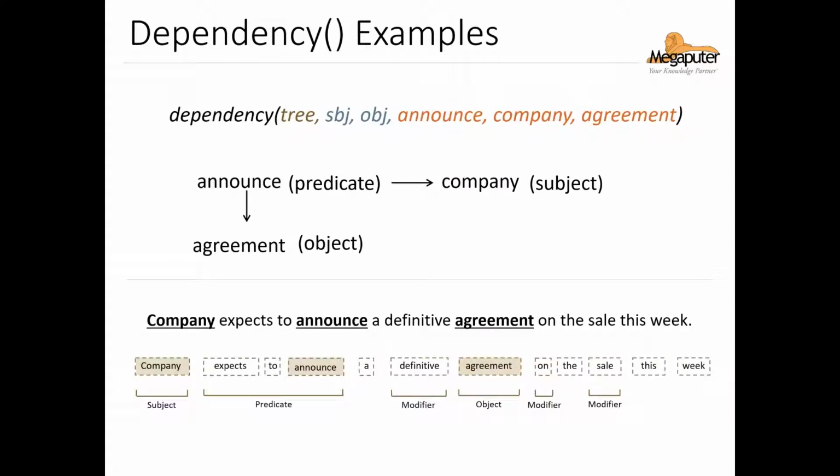So, company expects to announce a definitive agreement. So we have the predicate announce. The announce is a part of a predicate here. The subject of that predicate is company, and then the object of that same predicate is agreement. This is a very common structure. We'll use the tree structure, subject-object. So we'll have a verb, the subject of the verb, and then the object of that verb. It's a very common query structure.